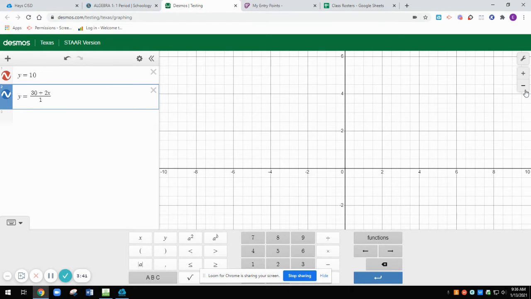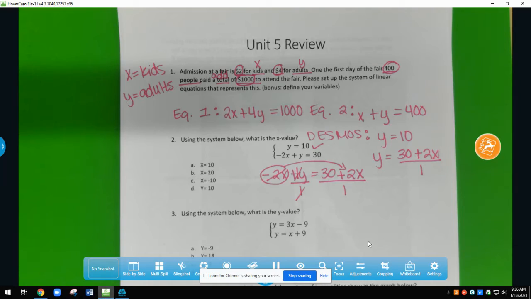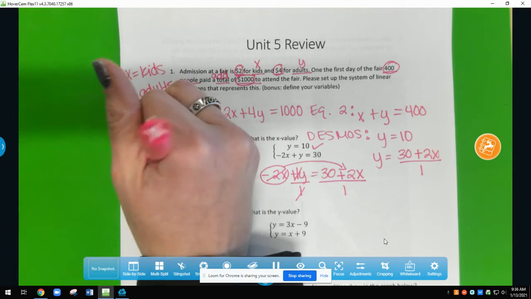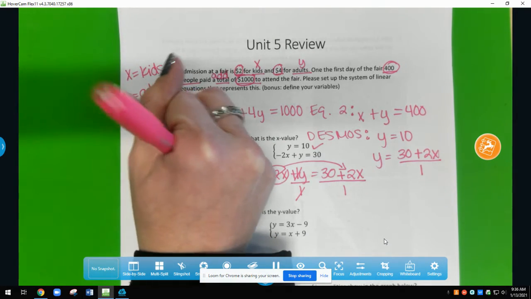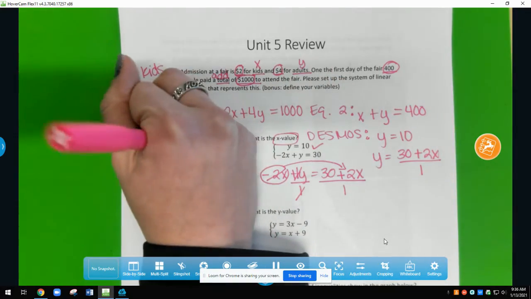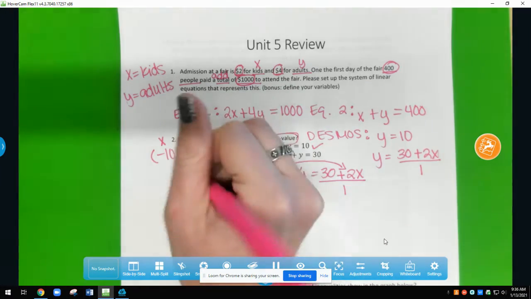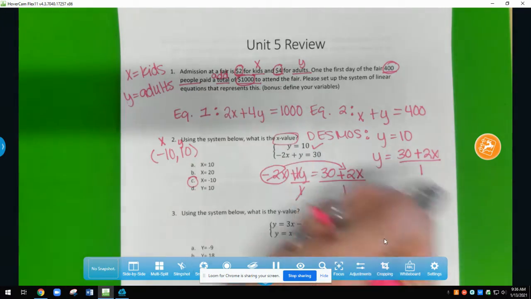I don't see anything, so I'm going to zoom out till I see where they cross. They cross at negative 10, 10. So they cross at negative 10, positive 10. I want just the x value, so I have x and y. So my x is negative 10, so that should be C.